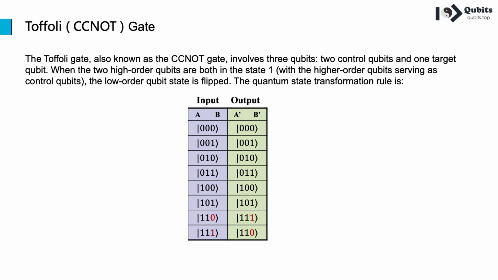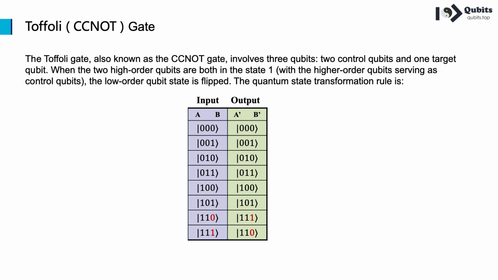The Toffoli gate has two control qubits and one target qubit. The gate is designed such that if the two control qubits are in the state Ket1, the target qubit is flipped. In other words, if both control qubits are in the state Ket1, the Toffoli gate acts like a classical XOR gate on the target qubit. The Toffoli gate is a reversible gate, meaning that the input can be recovered from the output.